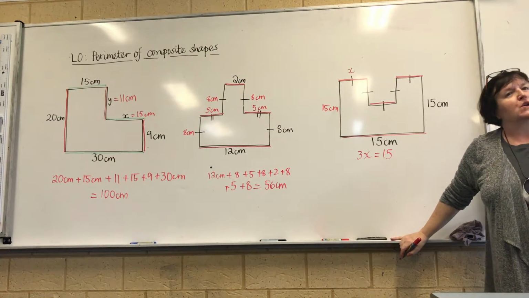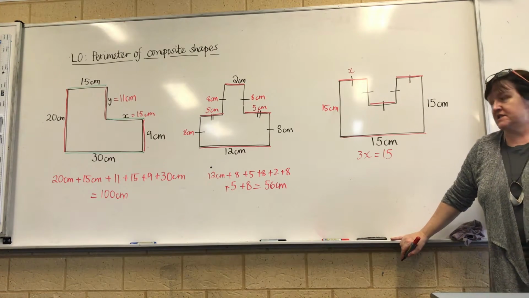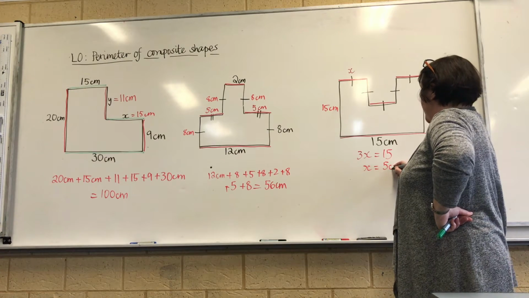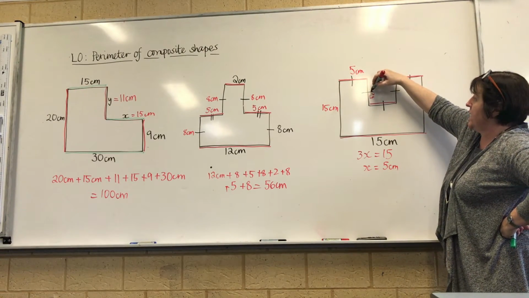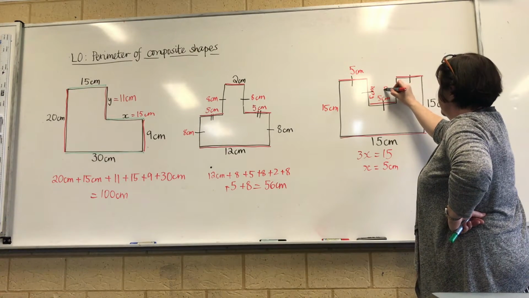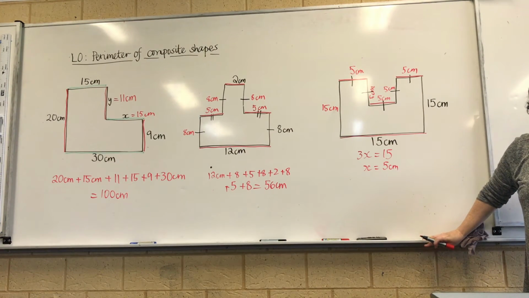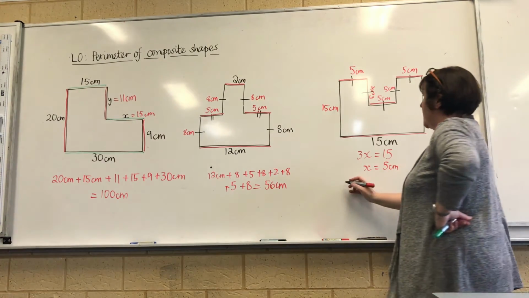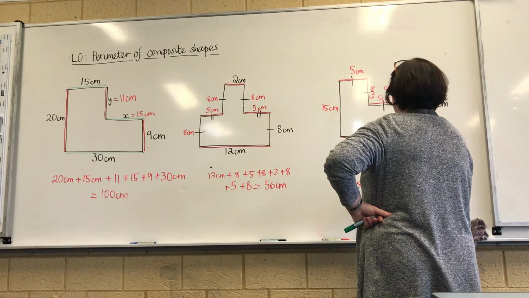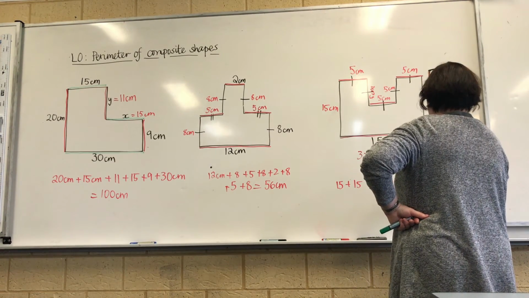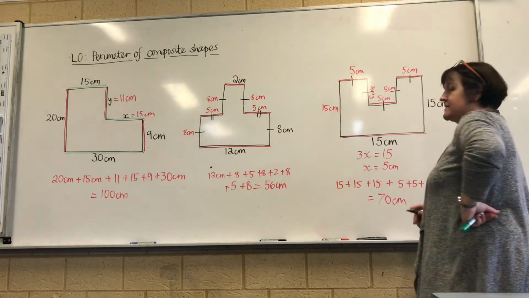Now, when we solved equations, what did we need to do to that to get the x on its own? Divide by 3, well done, both sides. So x equals 5 centimetres. So, obviously, this one's 5. So is this one at the side, because we're told that it's equal. That one's 5. That one's 5. And that one's 5. So, have we got enough information now to find the perimeter of the whole shape? Yeah. We do, don't we? So, it is 15, add 15, add 15, add 5, add 5, add 5, add 5, add 5, which comes to Ewan? 70. 70 what? 70 centimetres, that's right. Very good.